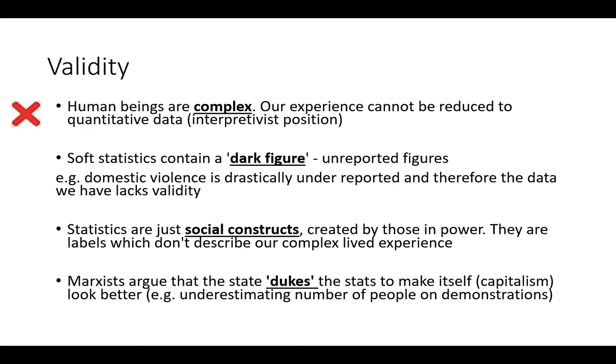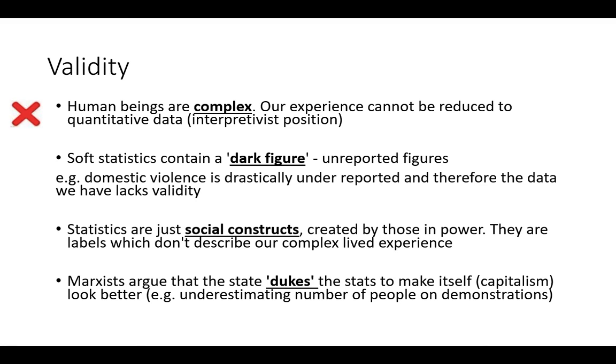The Iraq War demonstration, which I think was in 2002, 2003 maybe, was said by the police at the time to have about 500,000 people. Most people now estimate it to have had at least 1 million people. And so what Marxists say is that the government deliberately underplays things like unemployment and deliberately underplays things like demonstrations or protests.